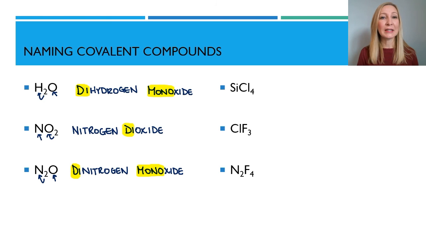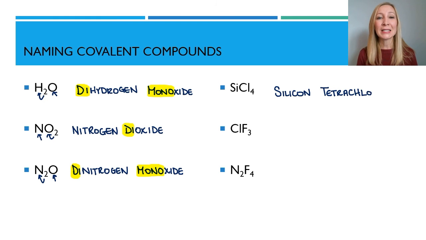So the first one is silicon and chlorine bonded together. We have 1 silicon. Now we don't use mono to show one of the first nonmetal, so we just write silicon, and there are 4 chlorides. So it would be silicon tetrachloride. Silicon tetrachloride. Remember, we show the Greek prefixes to indicate the quantities.